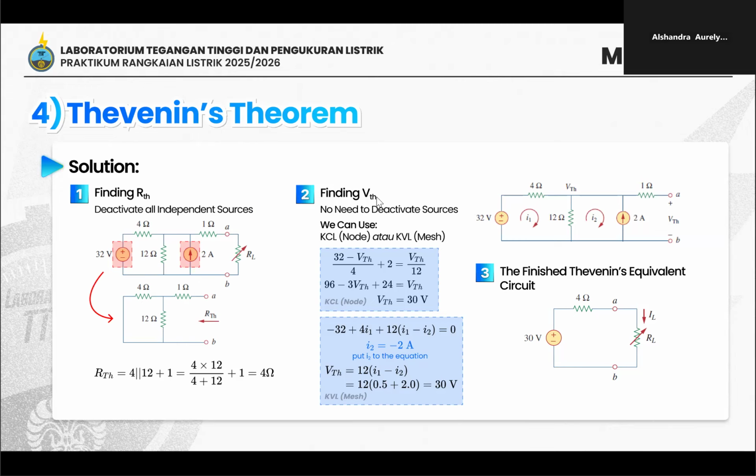To find V Thevenin, we don't need to deactivate the sources, but we can just use Kirchhoff's current law or Kirchhoff's voltage law to find the voltage value within the circuit. Here we can use mesh or node, and it gives the same voltage value, so it doesn't really matter. The finished Thevenin equivalent circuit is going to be like this. As we can see, we have the voltage source of 30 V here, and then we put a resistor in series, which is the 4 ohms that we got for the R Thevenin. And don't forget to draw the R load too from this equivalent circuit itself.